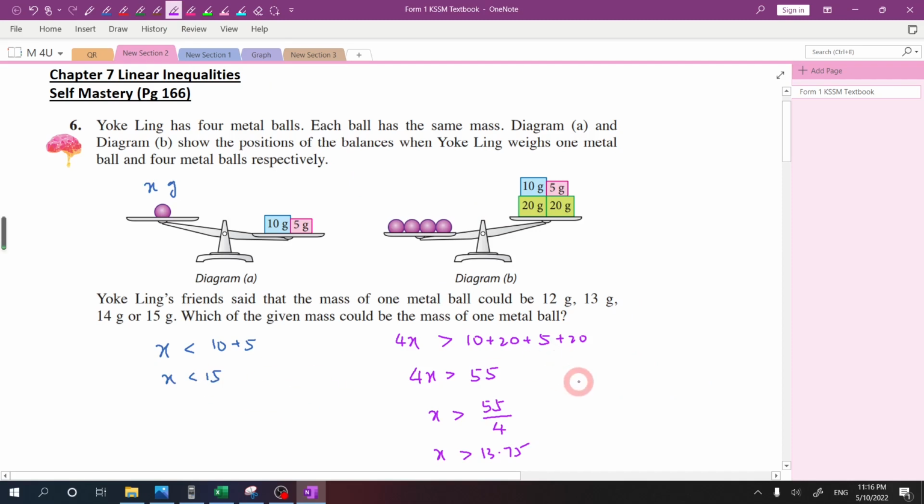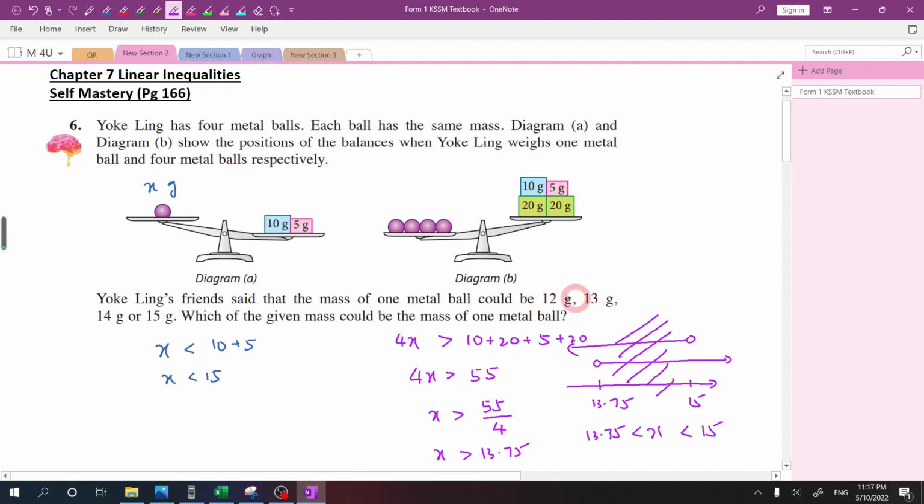If you cannot see it this way, you can just simply draw a line. Then this is 13.75, this is 15. From this, we know that x is less than 15. Here, x is greater than 13.75. The common region is over here. So we know that x must be greater than 13.75 and less than 15.